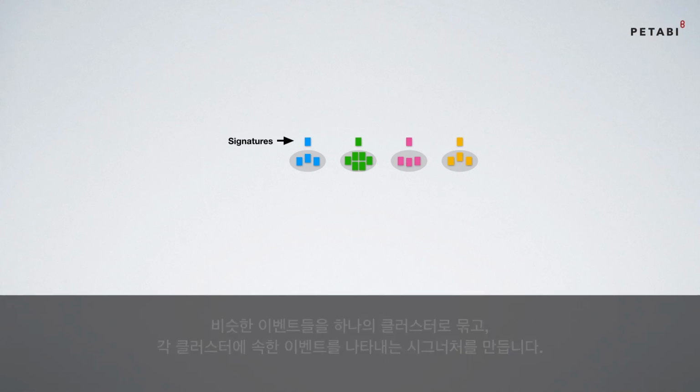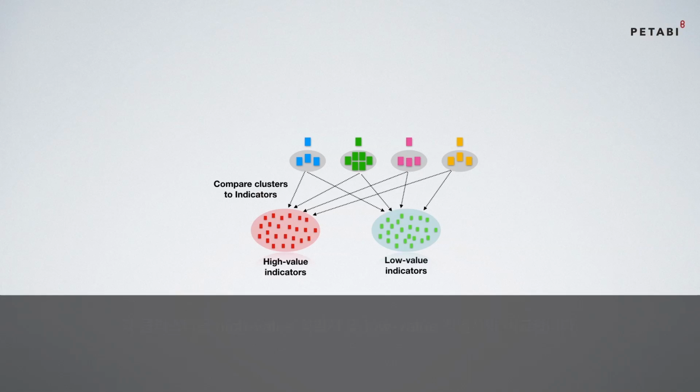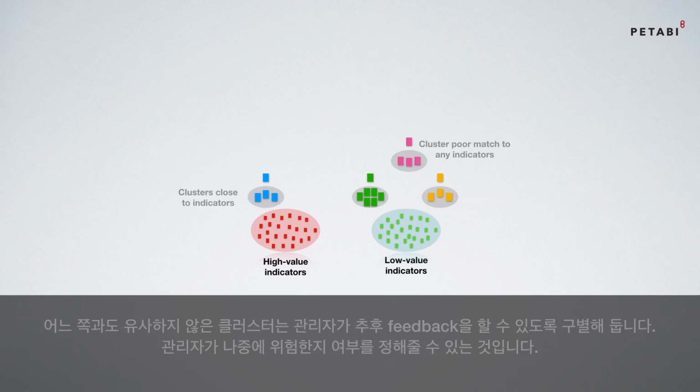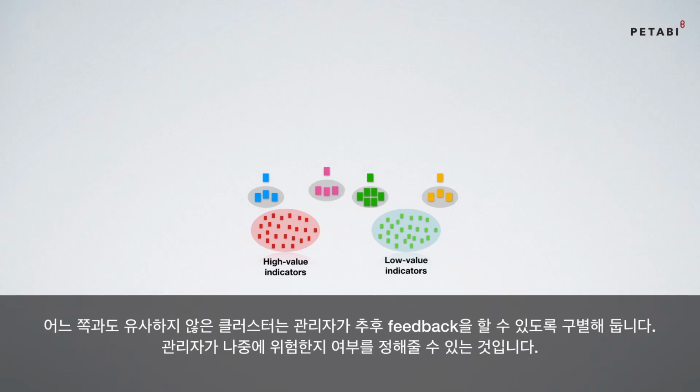cluster can be identified. We then compare each cluster to a set of high-value and a set of low-value indicators. Clusters that match closely to the high-value indicators are qualified as suspicious, and those that match to low-value indicators are qualified as innocuous. Clusters that match neither are sent to the user for feedback. A user will qualify the cluster as suspicious or innocuous.